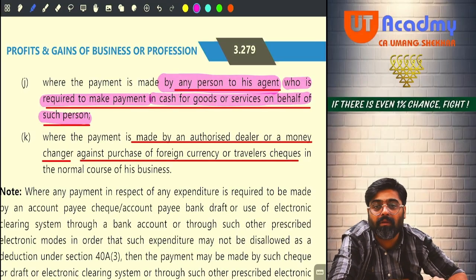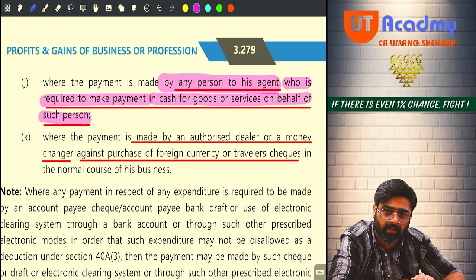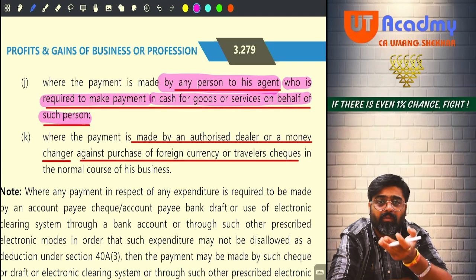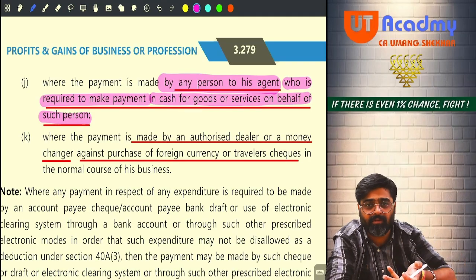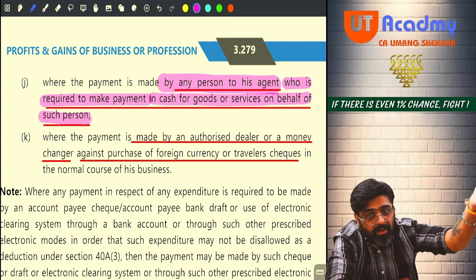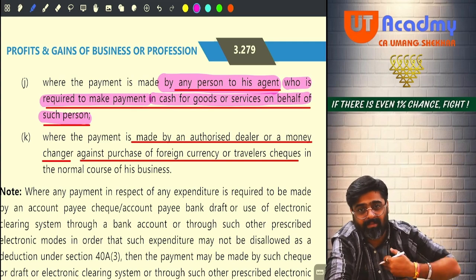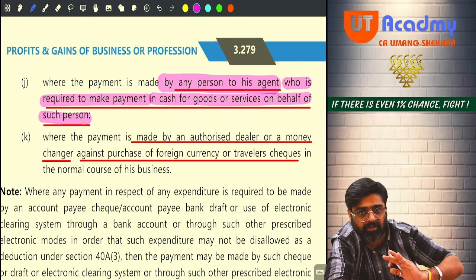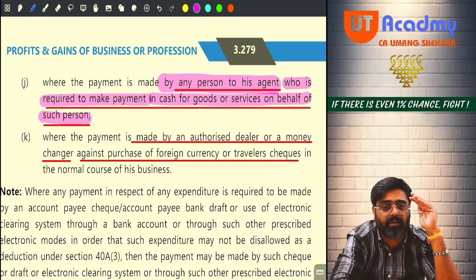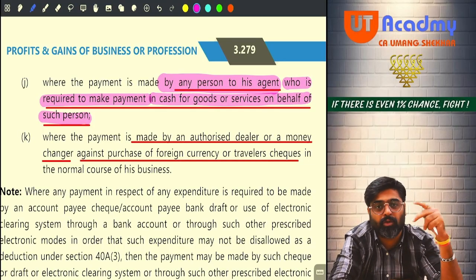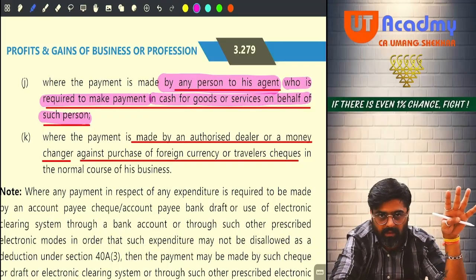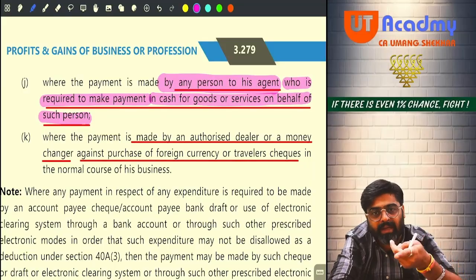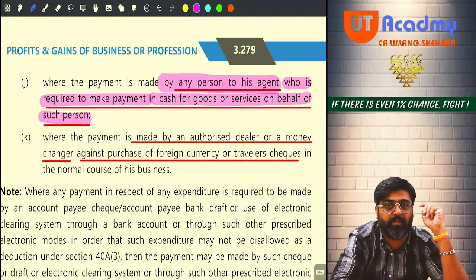Possible, not possible? Should I give you a check for that, or should I give you cash only? I should give you cash only, which you are going to pay to others on my behalf, because that payment has to be made to others in cash only. So that is my business expense which I am incurring through my agent, and the agent is required to make that payment in cash.